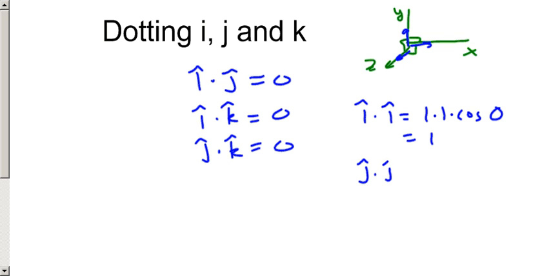Similarly, j dot j is just 1 times cos of 0. Not theta, 0. So that's 1. And k dot k is also 1. So when we dot unit vectors together, if it's the same unit vector, it's 1, when we're talking about i, j, and k. And if we're dotting i and j, i and k, or j and k, the result is 0. Now we're going to use this in a second.